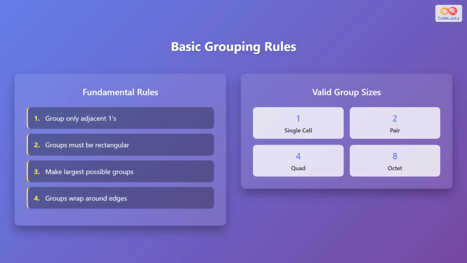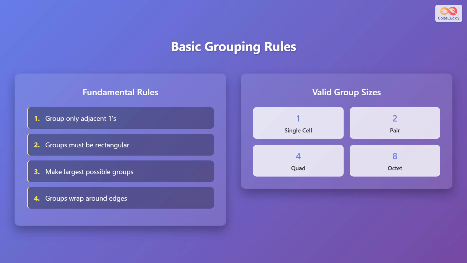When simplifying a K-map, it's important to follow a few fundamental rules. First, you can only group adjacent ones. This means you can only group cells that are directly next to each other, either horizontally or vertically, but not diagonally. Groups must be rectangular, meaning you can only form groups that are squares or rectangles. No other shapes are allowed. You should always make the largest possible groups. This will lead to the simplest expression.